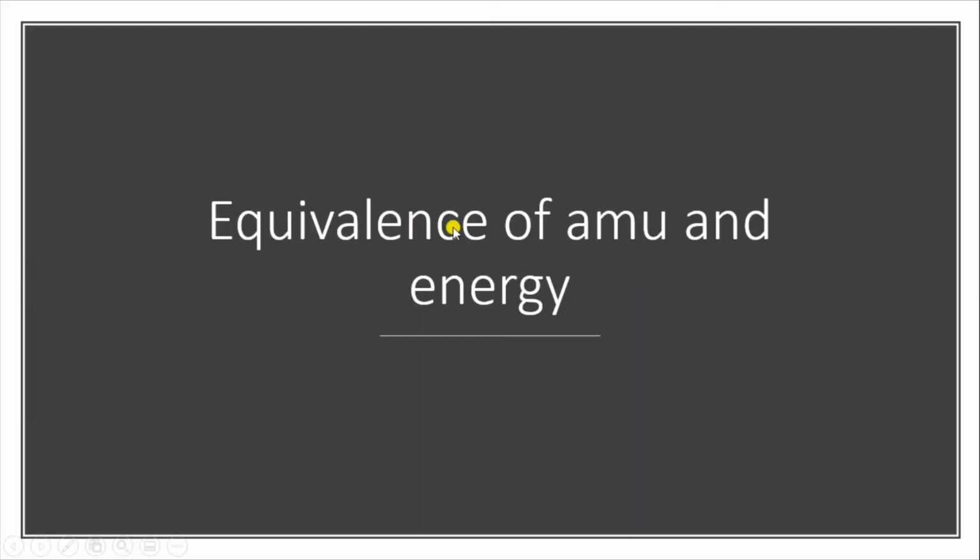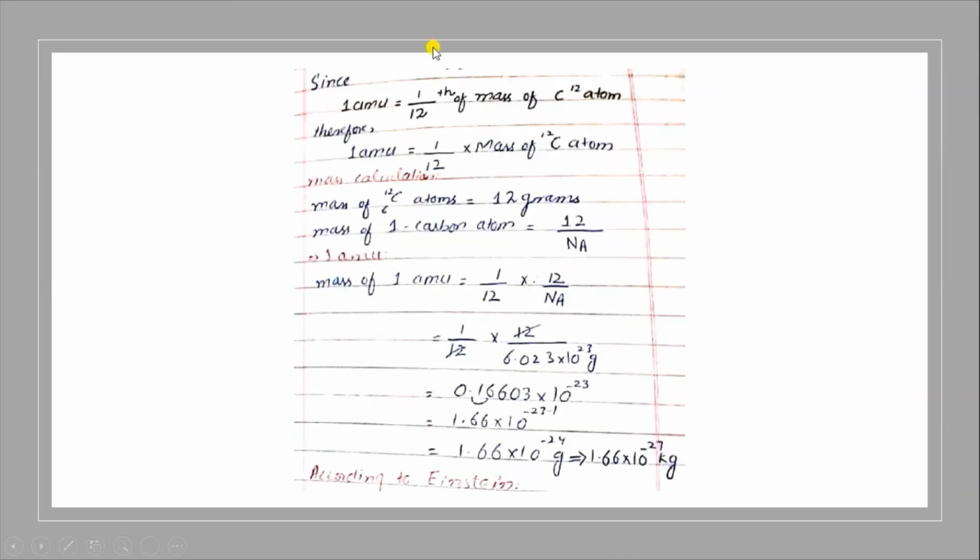Next is the equivalence of AMU and energy. Since 1 AMU is equal to 1/12 of the mass of a carbon 12 atom, therefore 1 AMU is equal to 1/12 of the mass of the carbon 12 isotope.